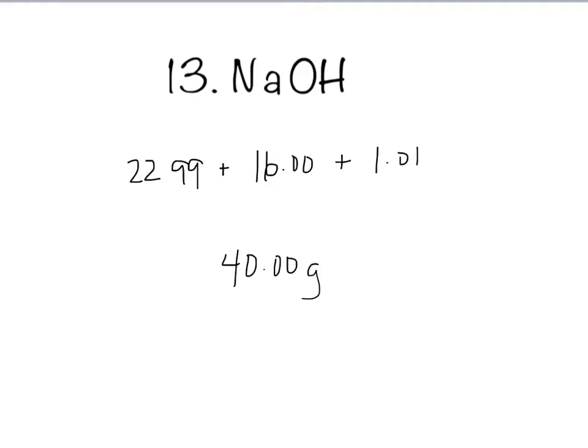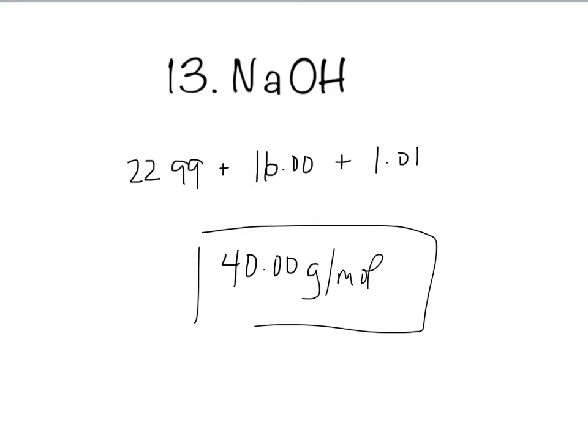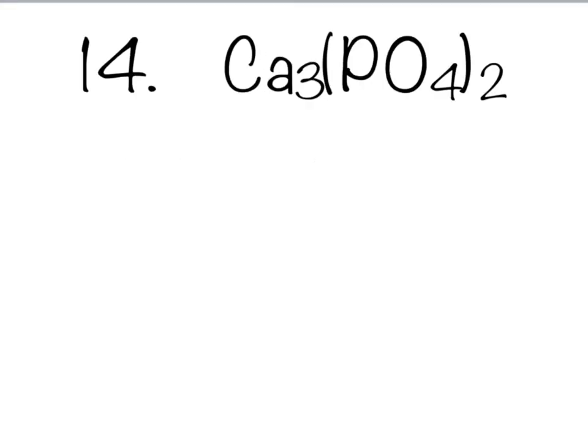The molar mass of sodium hydroxide is 40 grams, or you could say 40 grams per mole. Either one is acceptable. For this one, we have calcium phosphate. You'll notice there are 3 calciums present, so I have 3 times 40.08, which is the mass of calcium. I have 2 phosphorus. Each phosphorus has a mass of 30.97.